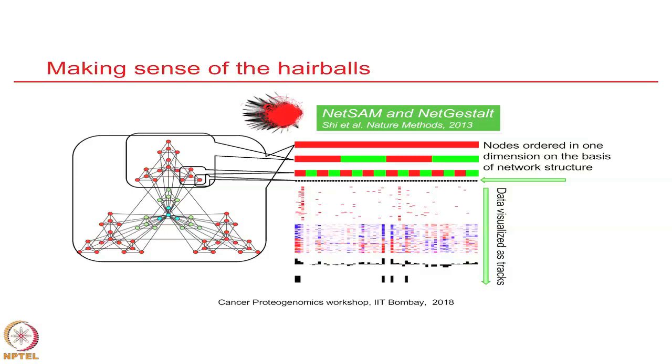The way we can do this is because the network is organized in a hierarchical modular way, right? That's what we learned from the network property. The beauty of that is that now, instead of using two dimensions to visualize the network, we only use one dimension, and this way we can visualize the data in the second dimension, either on paper or in a browser.